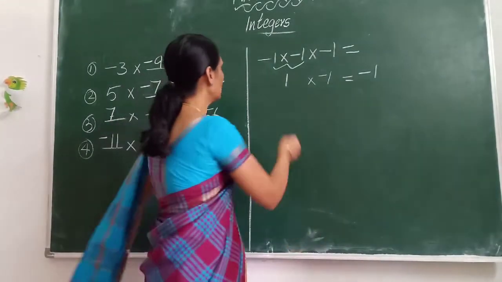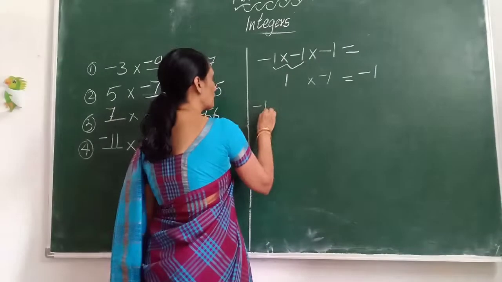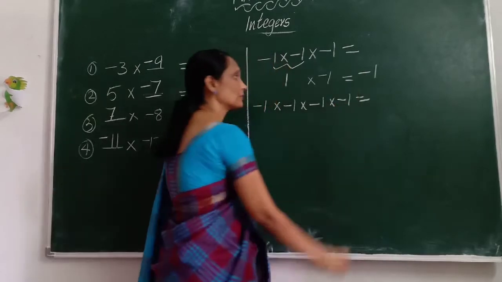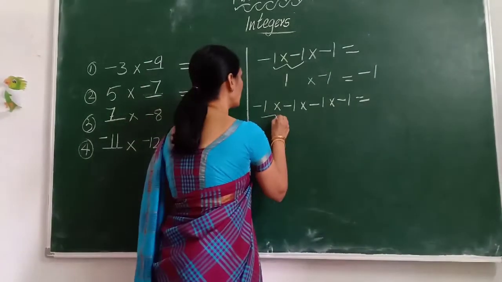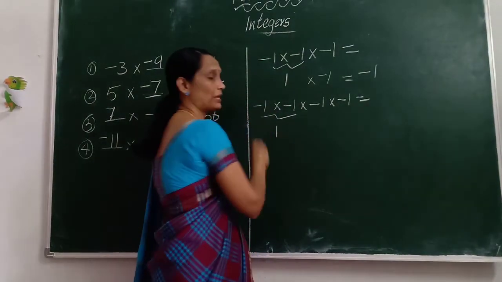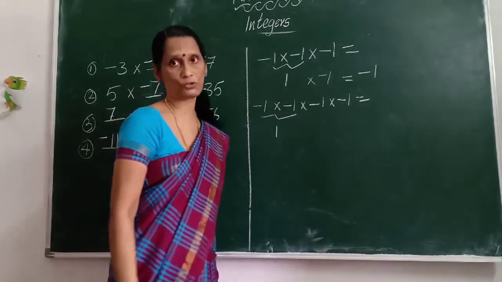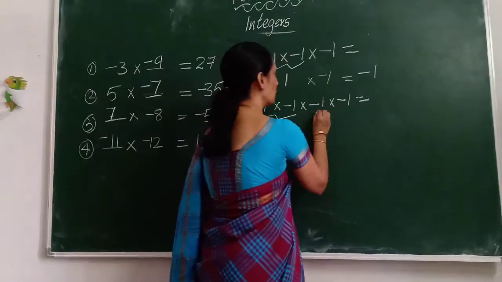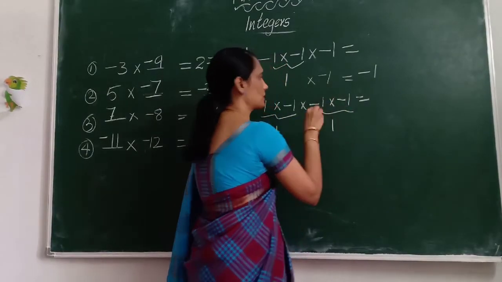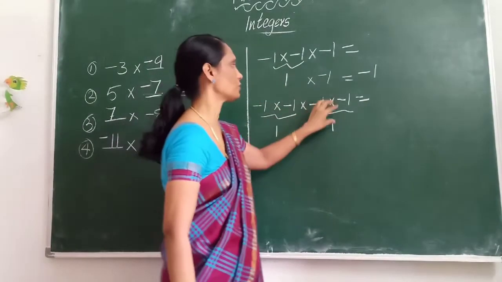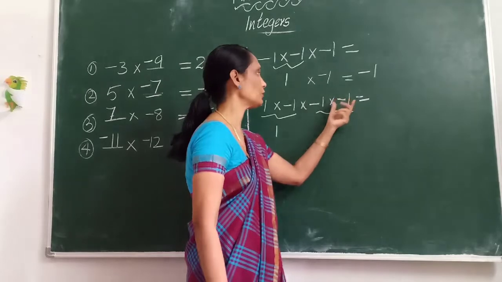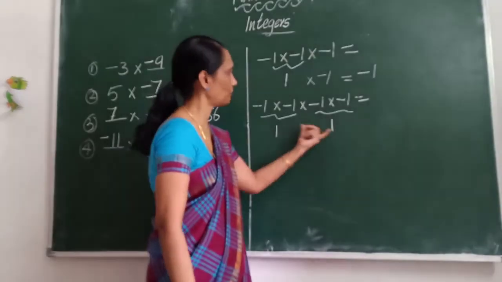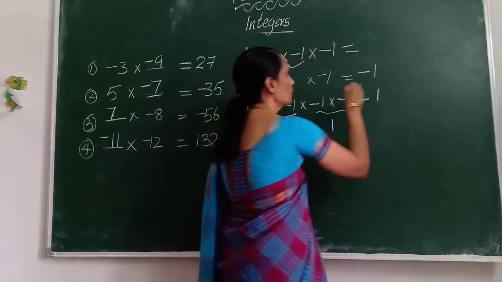Let us now take 4 numbers. Minus 1 into minus 1 into minus 1 into minus 1. This one we know is plus 1, 1 into 1, 1. Minus into minus, you know the product of two negative numbers is a positive number. Here, this one also we can do, negative into negative, plus 1. So this one we got as plus 1, this also plus 1, because the product of two negative numbers is positive. So both the numbers are positive, so we got the answer as positive.